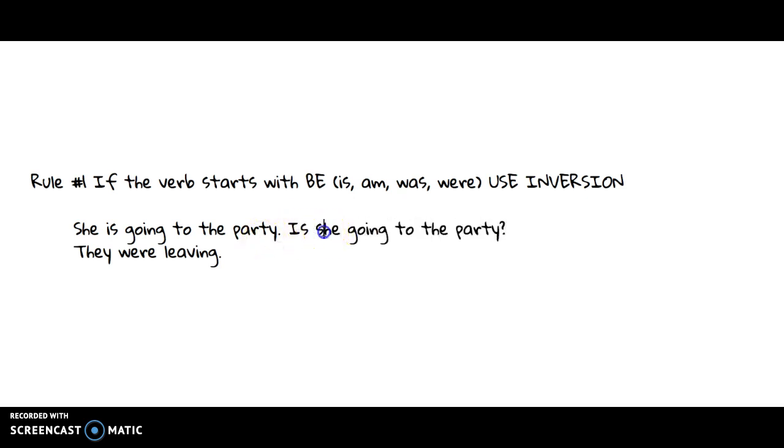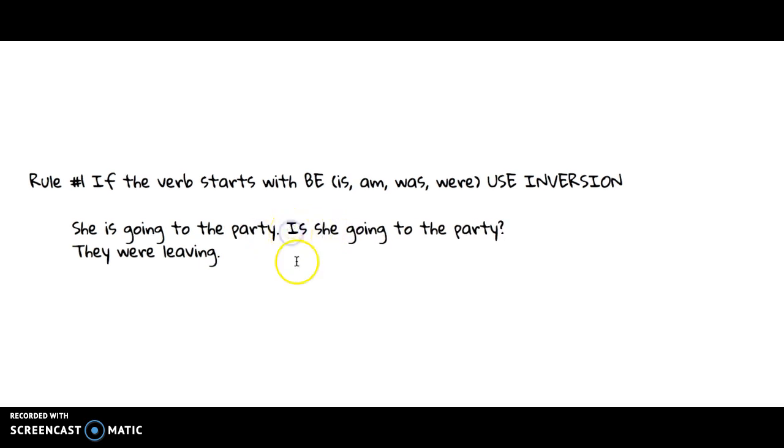Remember to take away your capital here. And that's our question. In our second example, they were leaving. We have were, a past form of be. So again, you will use inversion. Were they leaving?